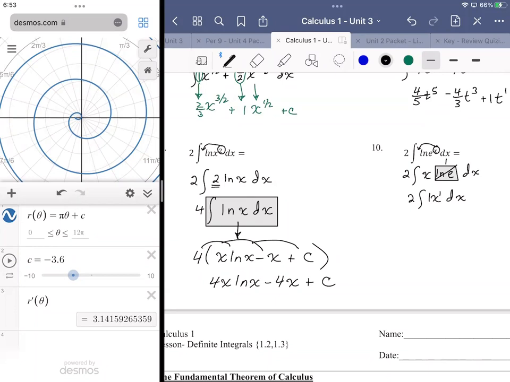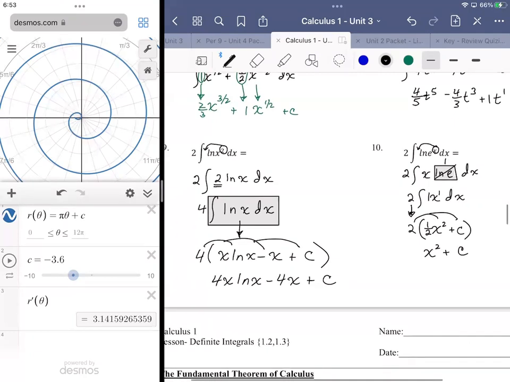Increase the exponent by 1. Divide by the new exponent. Throw on a plus c. Still have that constant multiplier that comes along for the ride. Run through with that, and you get x squared plus c. To think that x squared plus c would have a derivative of 2 times the natural log of e to the x is kind of weird, but that's only because we took a linear function and wrote it as a natural log.